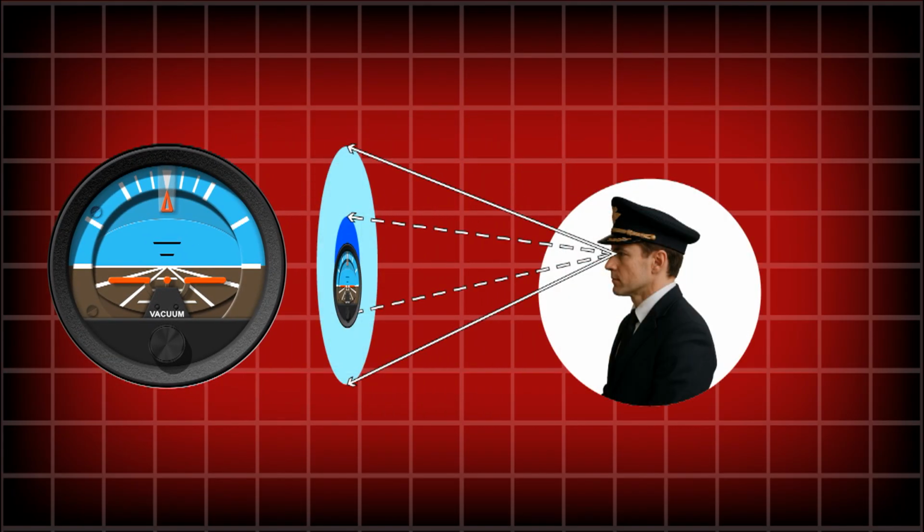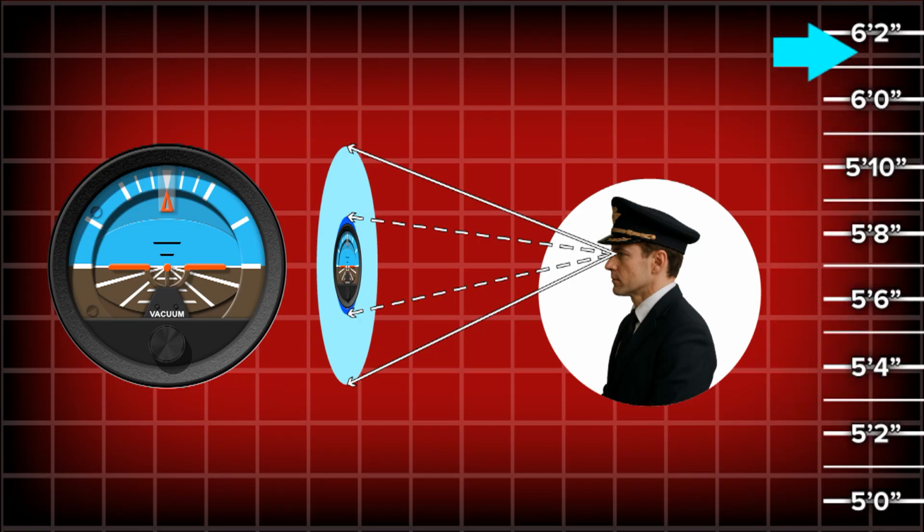Parallax error is when a person's point of view is causing the pointer of a device to look like it's giving a different reading to what it would do when viewed square on. This is typically caused by height differences from person to person. For example, a shorter person will have a different point of view than a taller person.